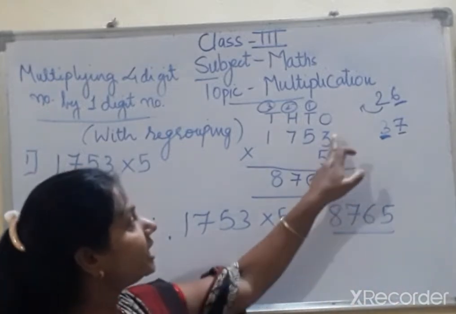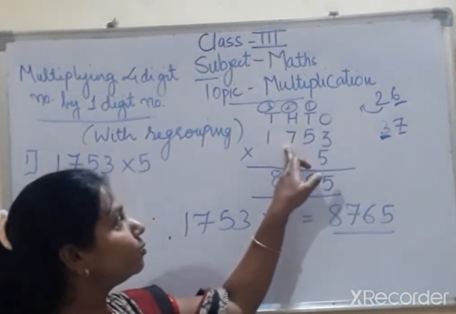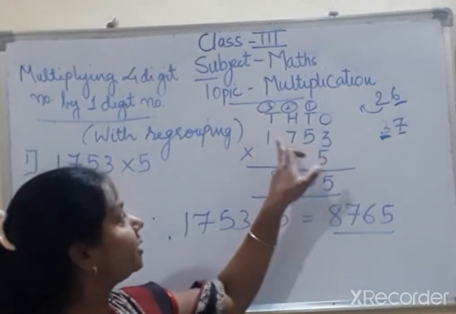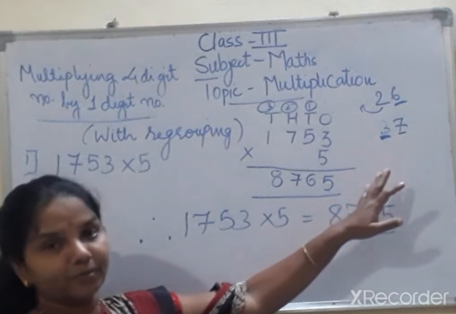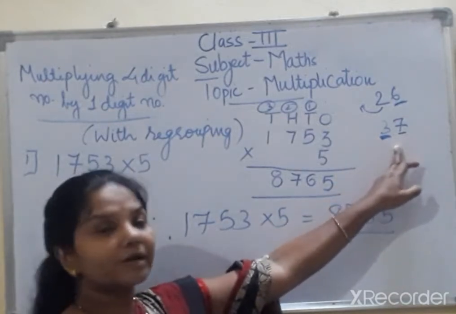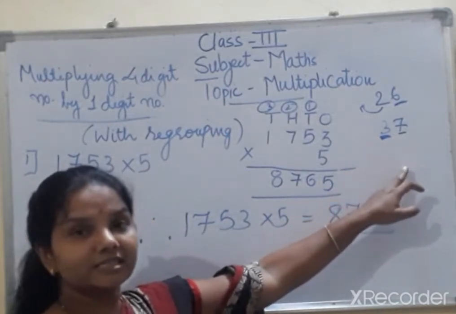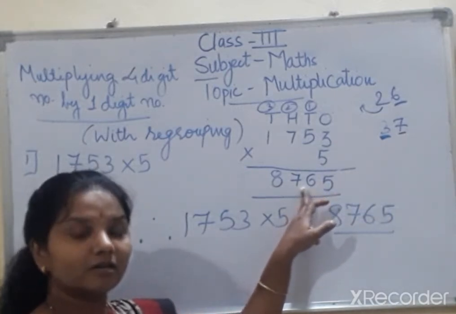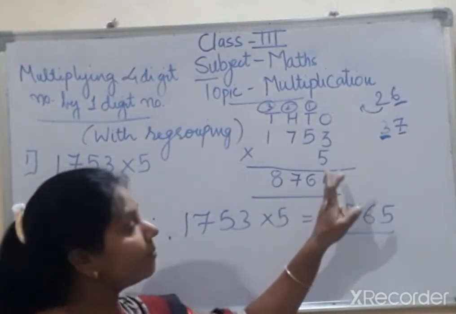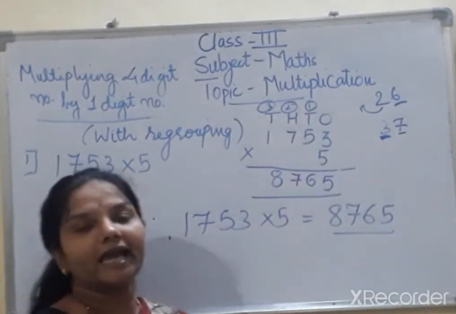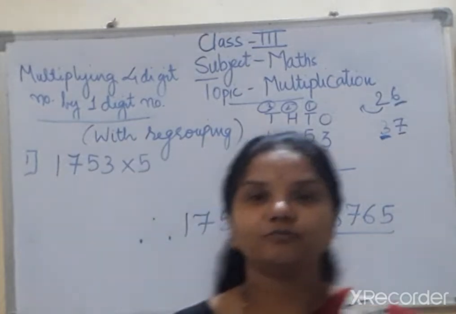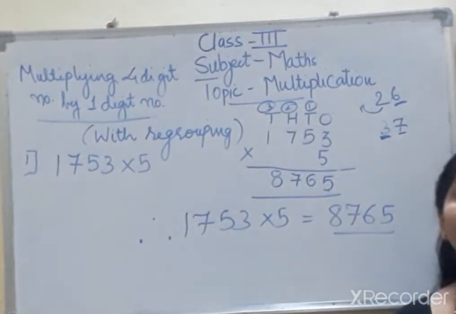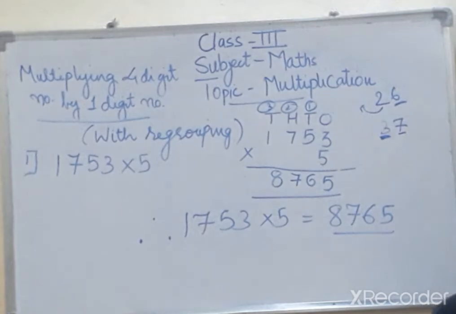Now in this we have regrouped tens and ones, we have regrouped hundreds and tens, and we have regrouped thousands and hundreds. Means we have carried the numbers. As they were 2-digit numbers, 1 digit will be written, that is the ones digit will be written in the product or answer column, and the tens digit will be carried to the next place value. So in this way we have to multiply a 4-digit number by a 1-digit number with regrouping and without regrouping.